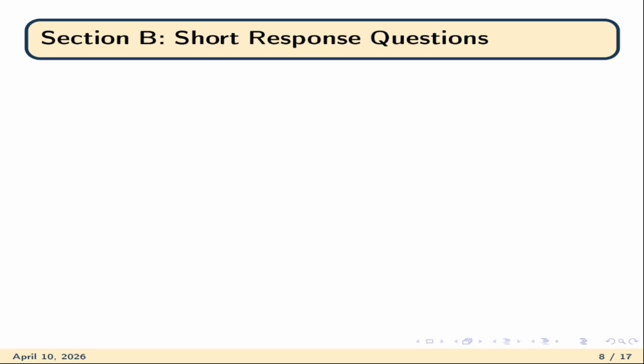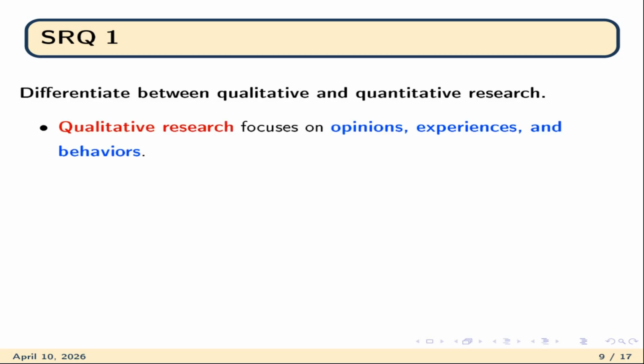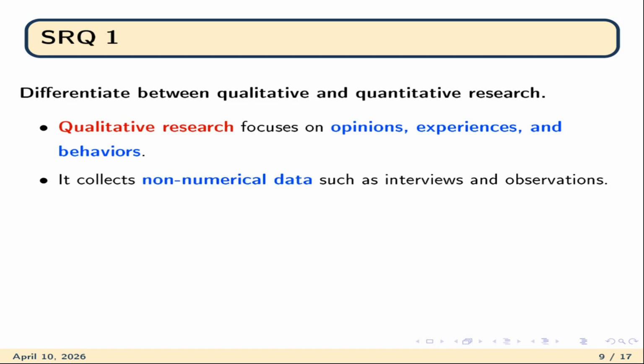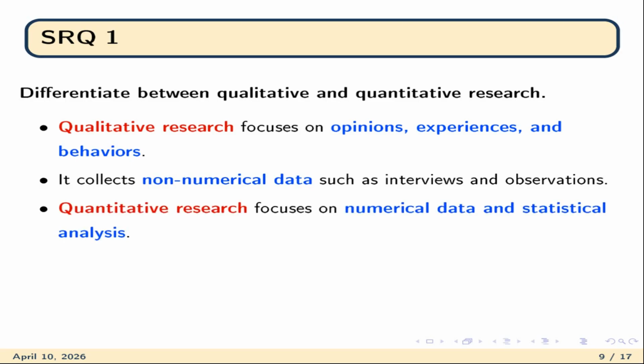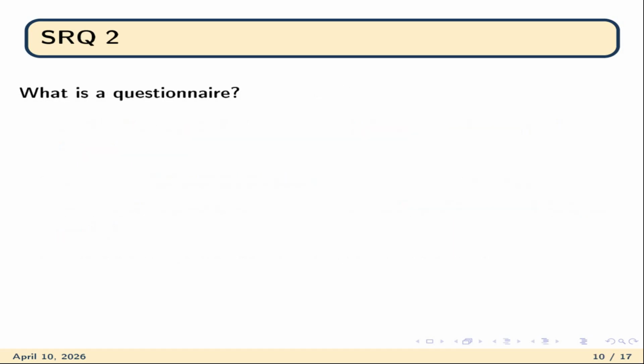Short response questions, that is section B. Differentiate between qualitative and quantitative research. Qualitative research focuses on opinions, experiences, and behaviors. It collects non-numerical data such as interviews and observations. Quantitative research focuses on numerical data and statistical analysis. It uses surveys, experiments, and measurable variables.